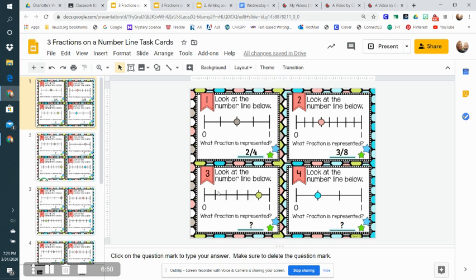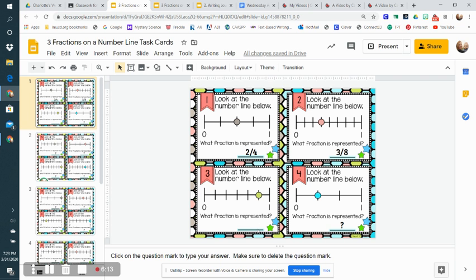So I'm looking at number 4, and I notice it starts at 0. It ends at 1. Perfect. That's the first thing you want to notice. Now I need to ask myself, what is it divided into? How many equal pieces? So I'm going to count 1, 2, 3, 4, 5, 6. So the number line is divided into 6 equal portions between 0 and 1. So that is our denominator.